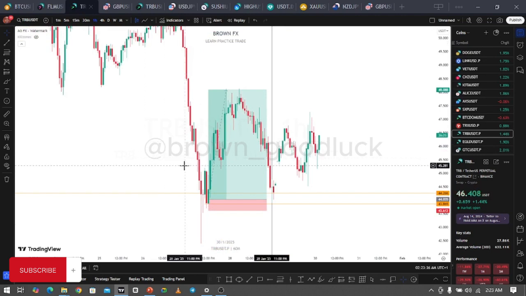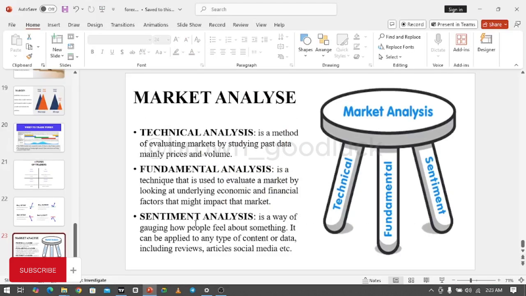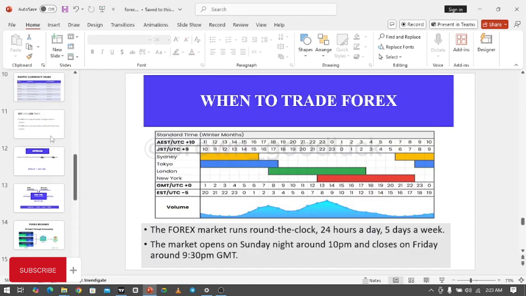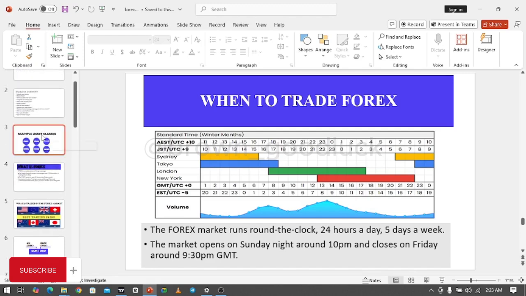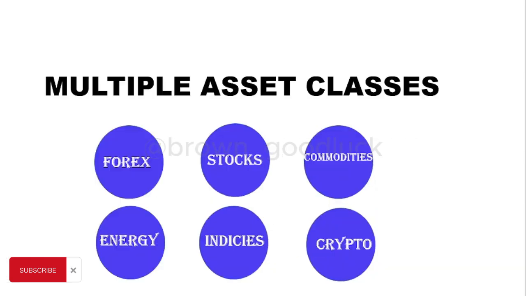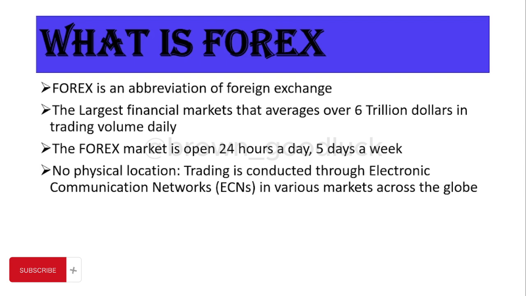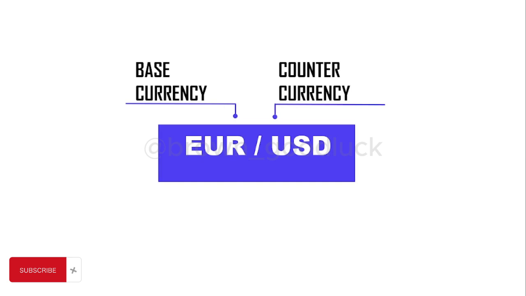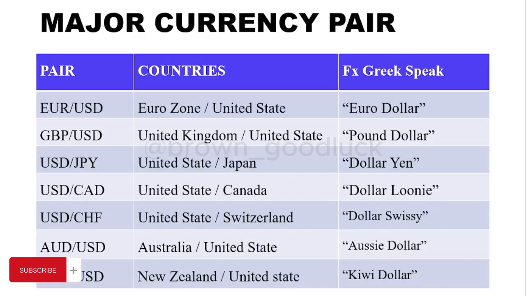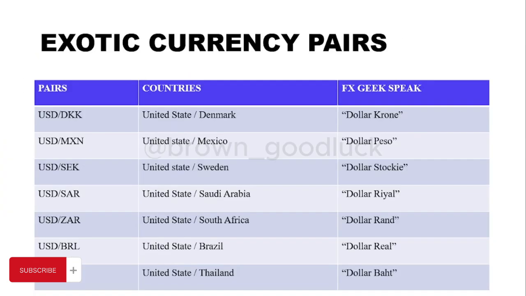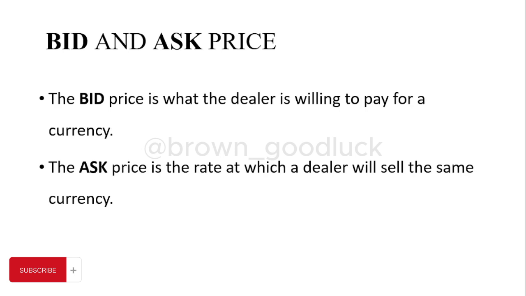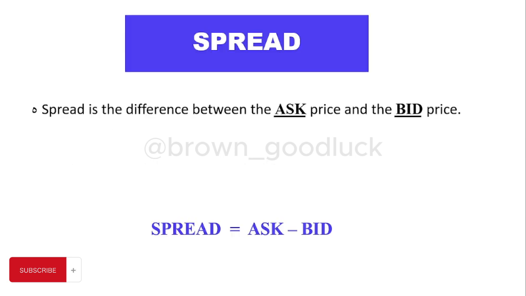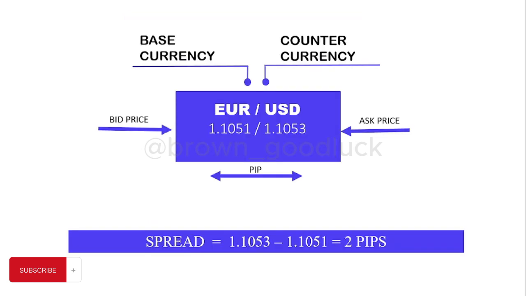So what have we done so far? We've talked about a summary of all we've done. We've talked about multiple asset classes. What is forex? What is traded in the forex market, based on currency pairs, categories of currency, major currencies, exotics, and all that. We talked about bid and ask, in other words, buy and sell. We talked about spread, right? And pips and pipettes, right? This is a simple way to calculate it.